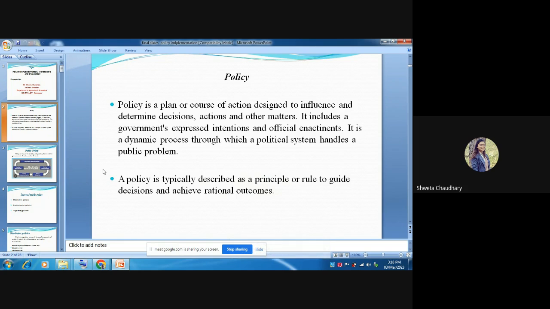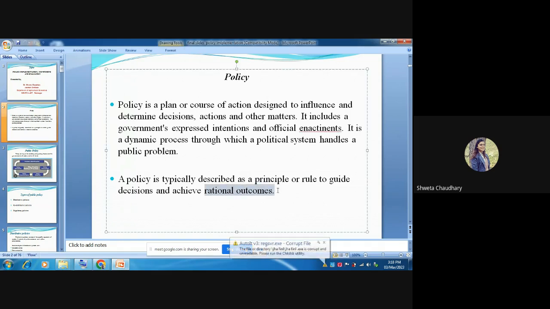Means whatever the government is planning for their citizens or for the people of the economy, whether that policy is able to give their people, their locality, a rational outcome. Can anybody tell what is rational? What is the meaning of rational? Rational means the thing that is profitable to you or good to you, that doesn't harm you. This is the meaning.